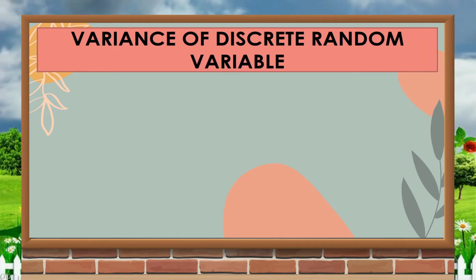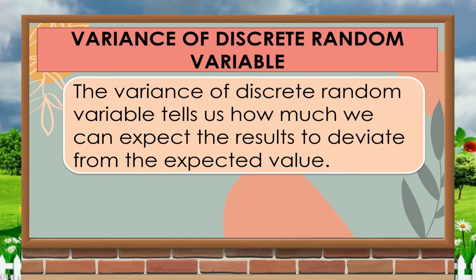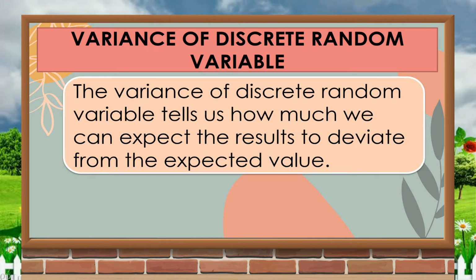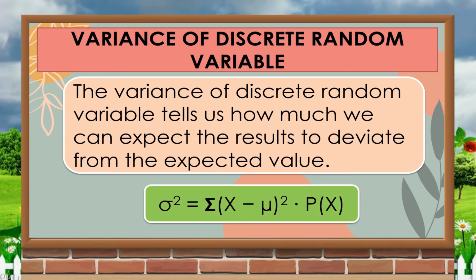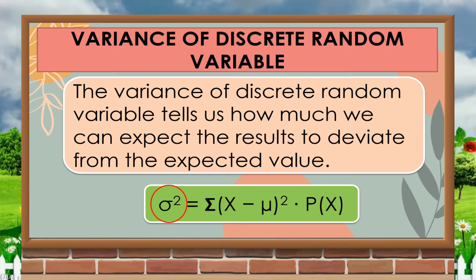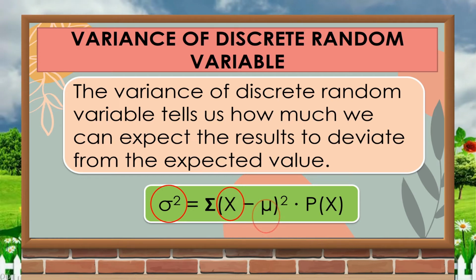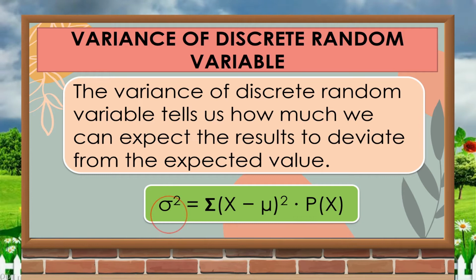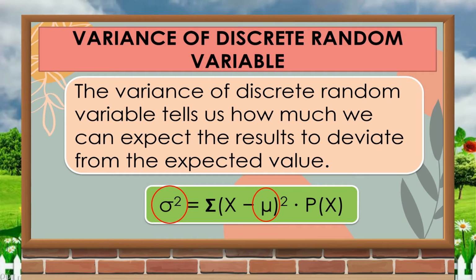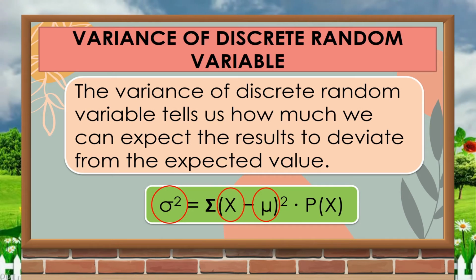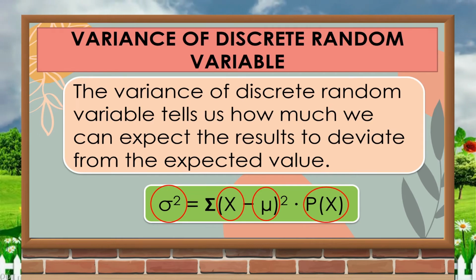Now let us go to the variance of discrete random variable. The variance of discrete random variable tells us how much we can expect the results to deviate from the expected value. The formula for the variance of a discrete random variable is sigma squared is equal to the summation of the quantity of x minus mu squared times p of x, where sigma squared is the variance of the discrete random variable, mu is the mean of the discrete random variable, x is the possible outcome, p of x is the probability of the outcome.